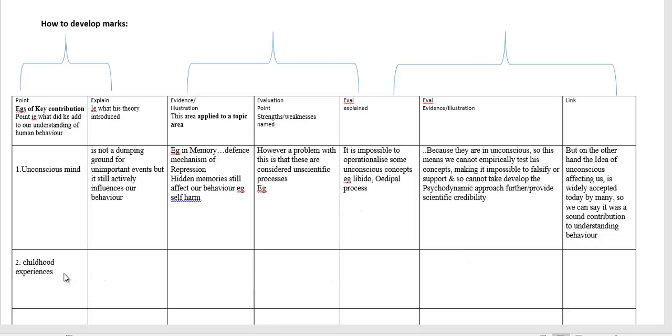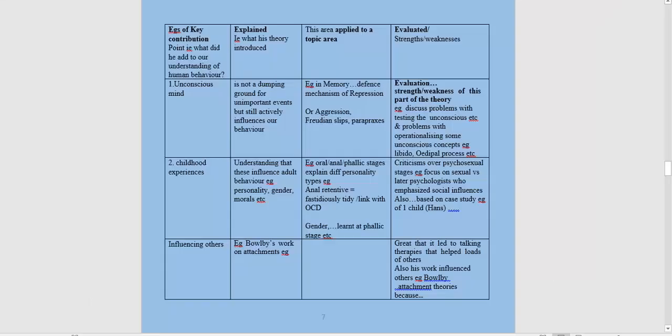You would then go on to your second contribution, and here we would say, okay, so he contributed the fact that childhood experiences are really important for our adult behaviour. What do we mean by that? So we want to refer to psychosexual stages, and then we can go on to develop that. So if I pause for a minute and go back to the information I've provided. Okay, so you can develop these as just suggestions. Another key contribution, as I've said, is childhood experiences, and you could just develop those as you like in terms of evaluation.